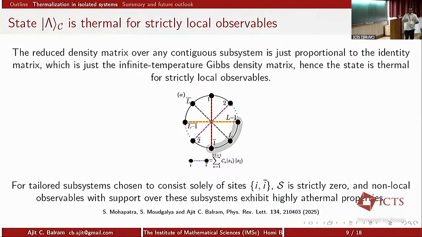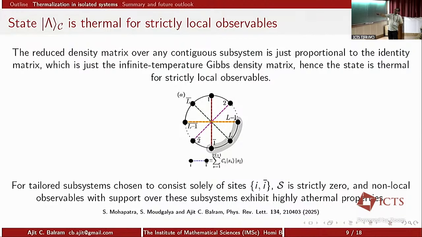But an interesting thing is these states are still atypical, because if you look at some non-local but still few body observables, they will be perfectly correlated. So if I look at the spin-spin correlation here, it'll be perfectly correlated. And again, if you look at tailored subsystems, just like in the rainbow scars, which are not contiguous, so you look at bipartitions which are not contiguous, then you can get anomalous entanglement entropy.